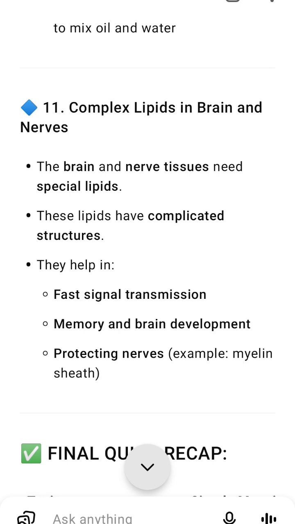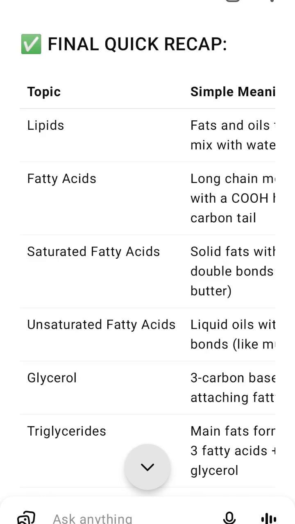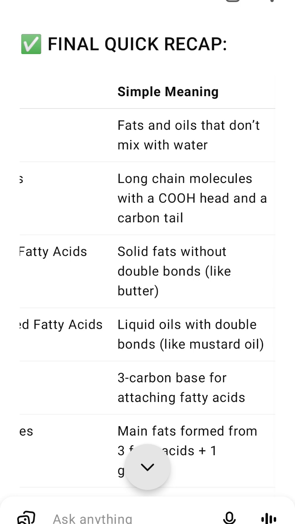Phospholipids: special fats with phosphate, found in cell membranes. Lecithin: a common phospholipid used in food and cells. Brain lipids: complex lipids needed for brain and nerve function.